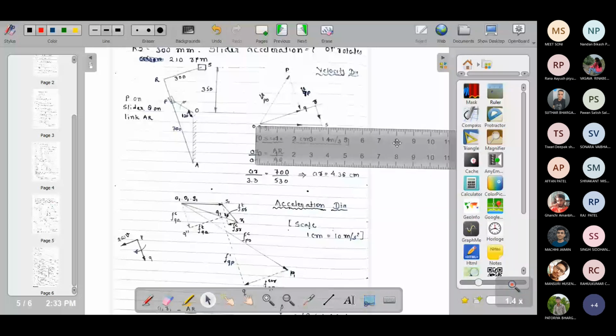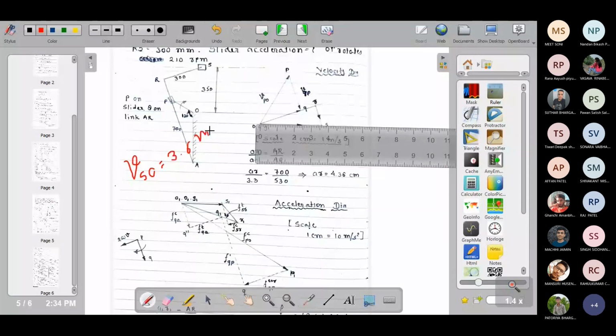So this comes to around 3.6 centimeter. So what will the velocity of the slider be? The slider velocity is 3.6 meter per second, because my scale is in centimeter: 1 centimeter is equal to 1 meter per second. So you have to measure in centimeter only, because you have taken the scale in centimeter. Up to this, I think it is clear. If you have any confusion, you can ask me. Any confusion? No, sir.